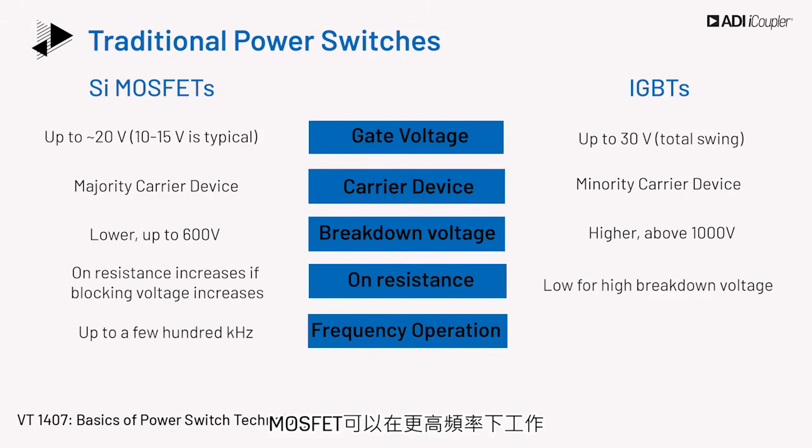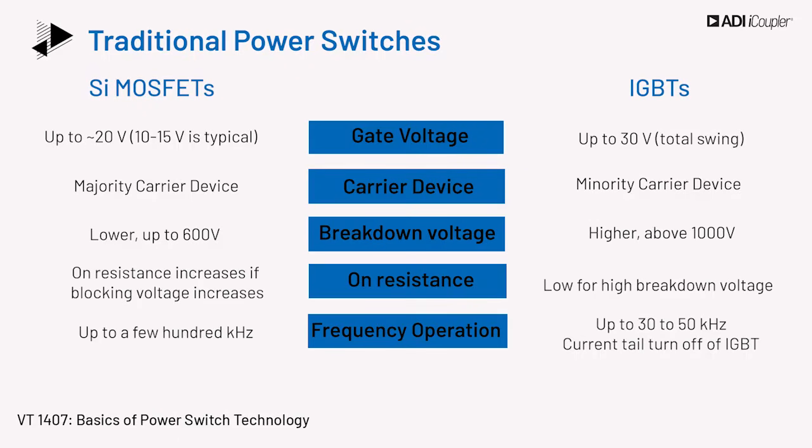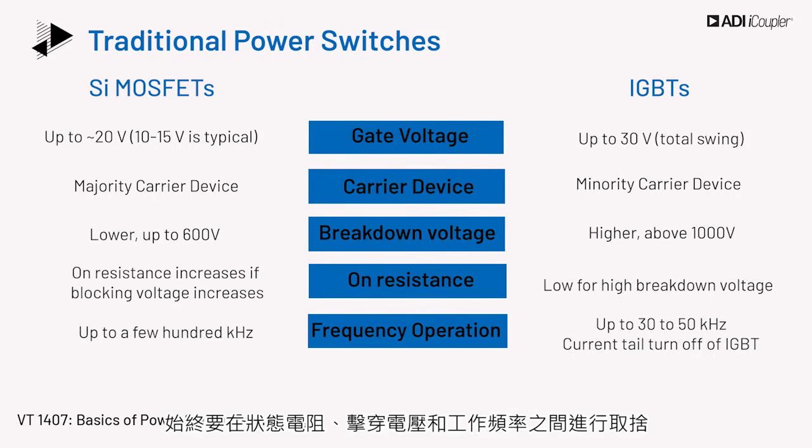The MOSFET can operate at higher frequency, whereas due to current tailing, IGBTs cannot switch as fast as the MOSFET. The trade-off is always between on-state resistance, breakdown voltage, and operating frequency when choosing a device in an application.